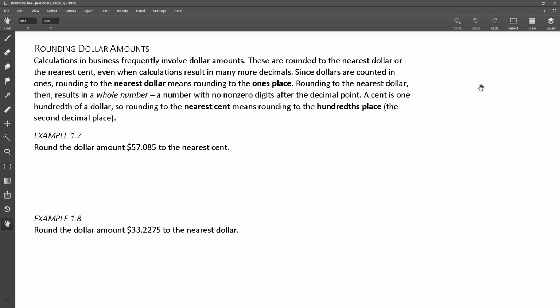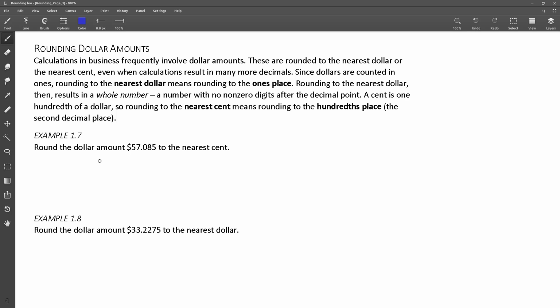What about a cent? A cent is 1/100th of a dollar. So you keep track of cents in the hundredths place. So rounding to the nearest cent means rounding to the hundredths place, which is the second decimal place. So let's take a look at a couple of examples just to make sure we have this straight.